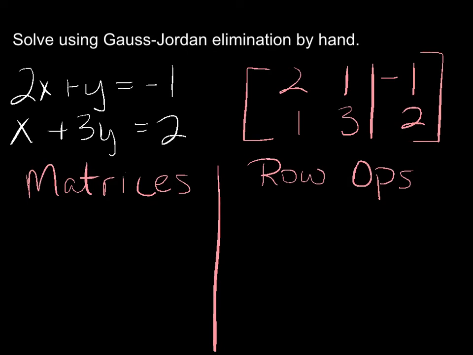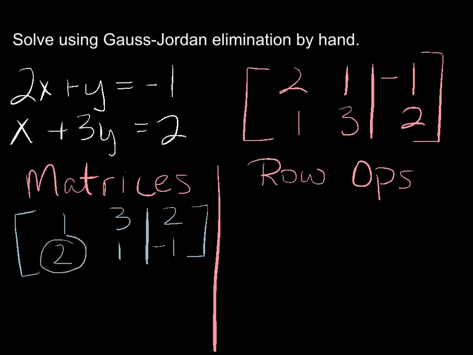What I want to do is have a 1 in that first entry. So I need to switch row 1 and row 2 so that I have 1, 3, 2, and 2, 1, -1. My next goal is to make this 2 right here a 0. In order to do that, I'm going to multiply row 1 by a -2 and then add that to my row 2.